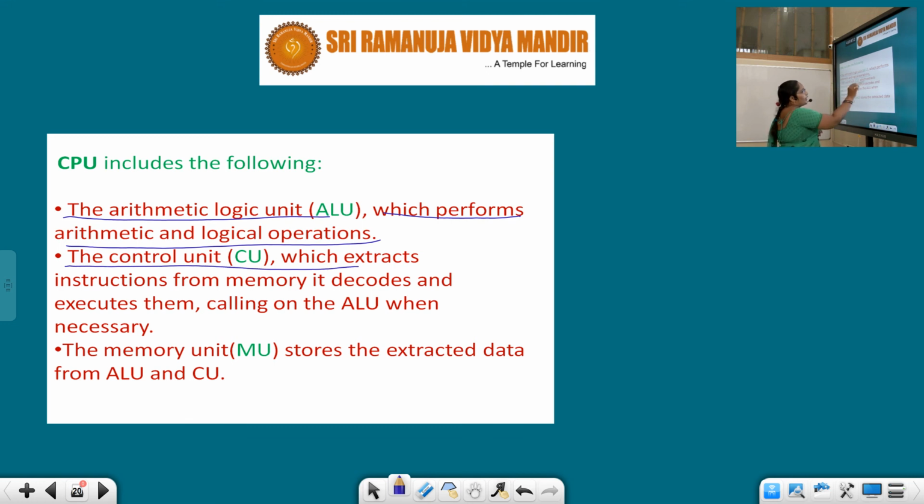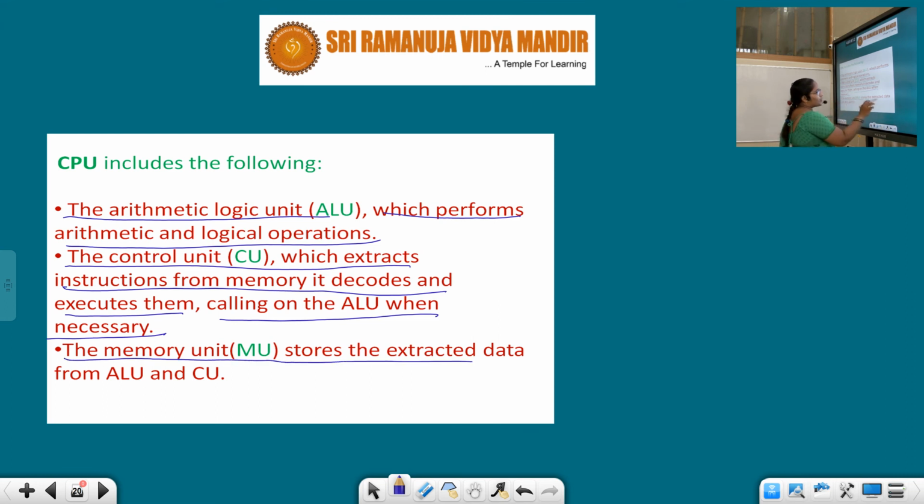Next, the control unit, which extracts instructions from memory, decodes and executes them, calling on the ALU when necessary. That means, as I said, the control unit will control all the operations, and it is connected to all the parts to control the process in a perfect manner to give a perfect output. It controls all the processes going on, it also decodes everything and executes them, and it also calls the ALU when required.